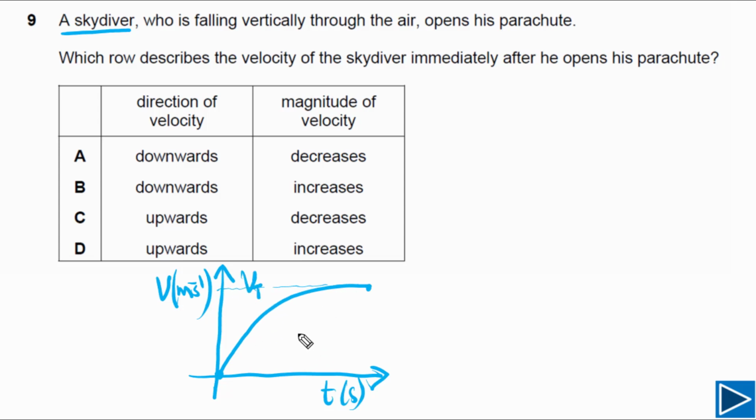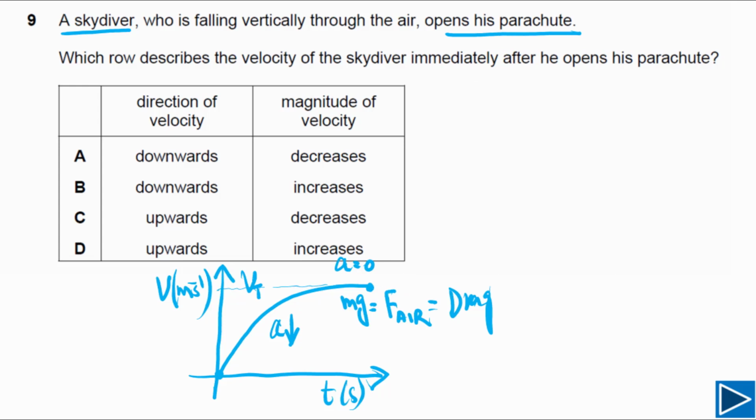Now, if you look at this, you can easily understand velocity is increasing but the gradient is decreasing. It simply means that the acceleration of the skydiver is decreasing with time, and finally at this point acceleration is equal to 0, or simply we can say at this point mg is equal to the resistance, or we can say it is equal to the drag force. But for this question it is given that the skydiver opens his parachute.